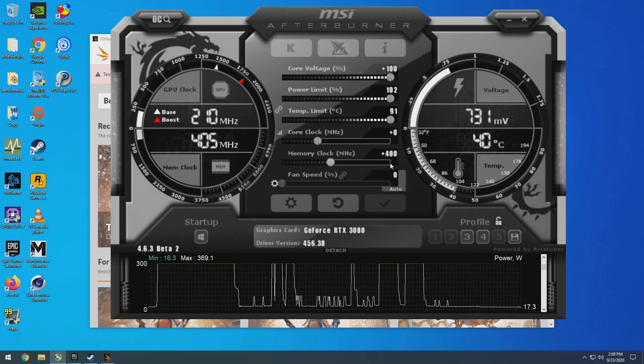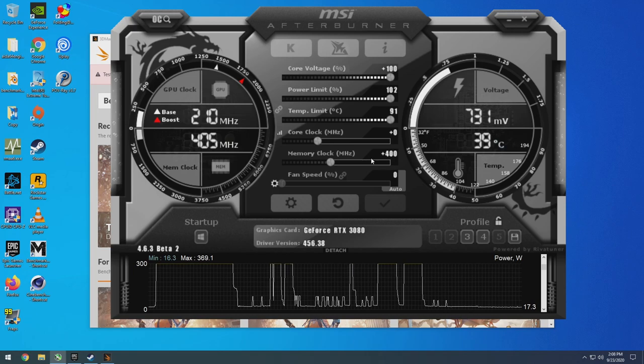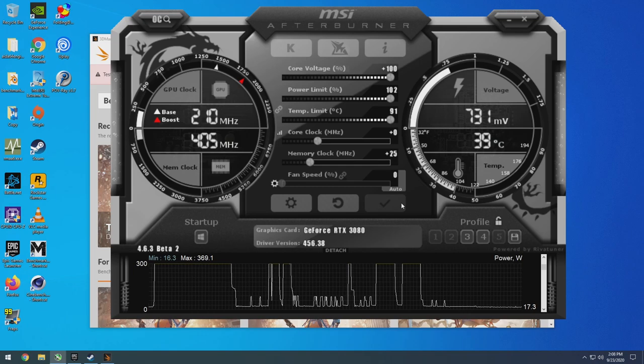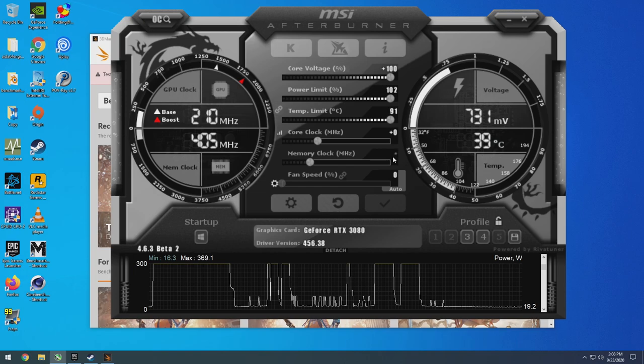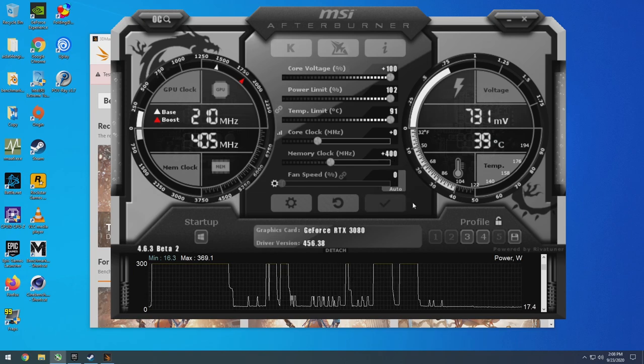Now, here's the other thing, is that memory is different for every video card. So on the Founders Edition, I couldn't go higher than 25. That was the highest I could go on the Founders Edition. If I typed in 50, it would crash the computer. On this video card, I can type in 400, 800, 1000, and it won't crash the computer. So it really depends on what board partner.